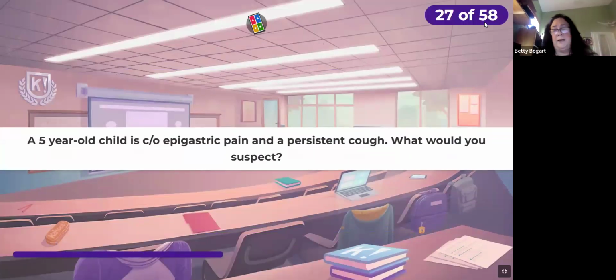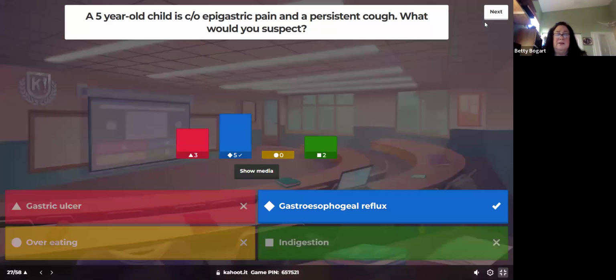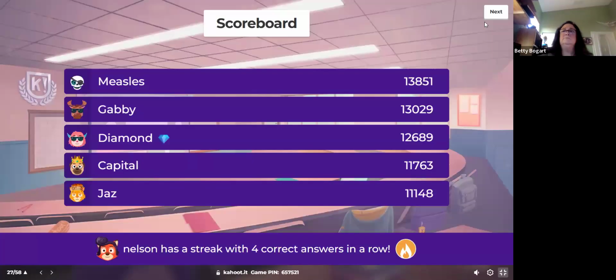A 5-year-old child is complaining of epigastric pain and a persistent cough. What do you think that is? This is probably reflux. Remember that epigastric pain and that cough could be mini aspirations showing up.